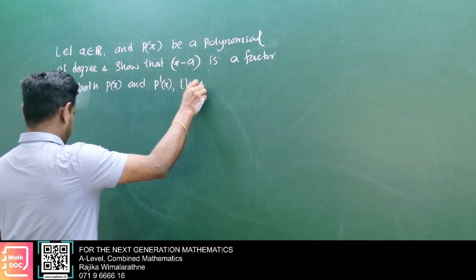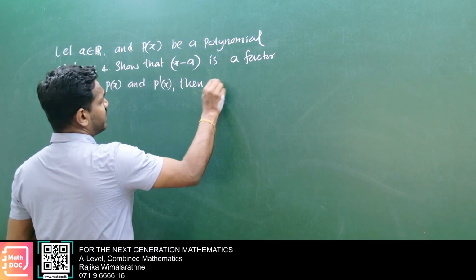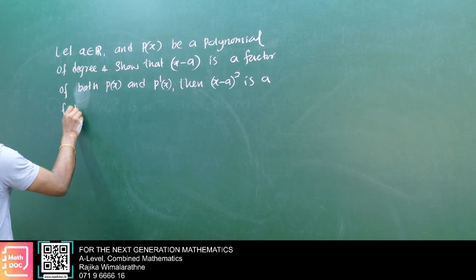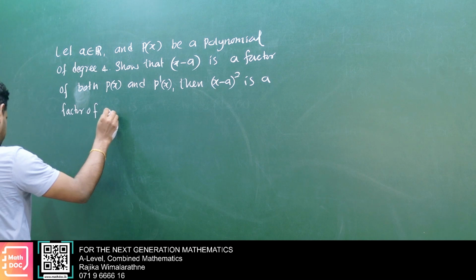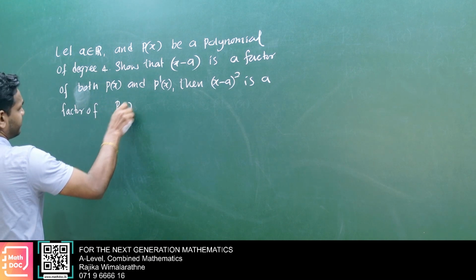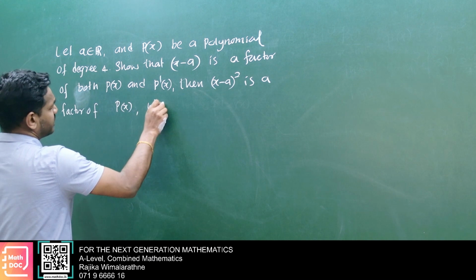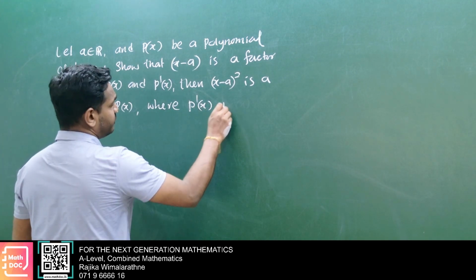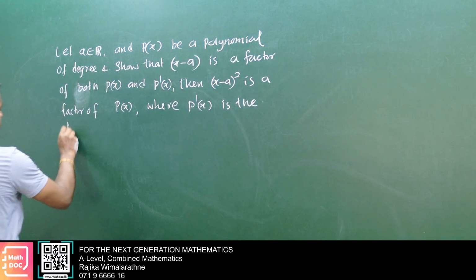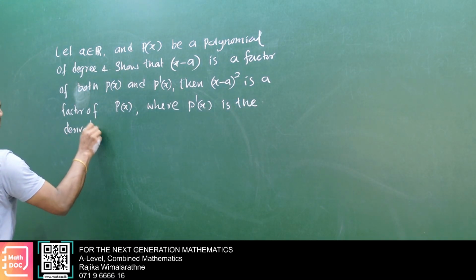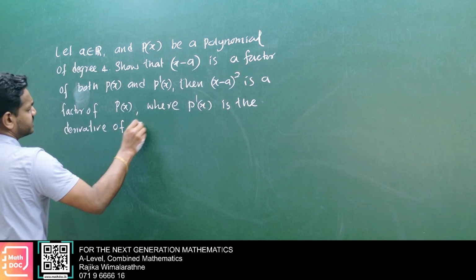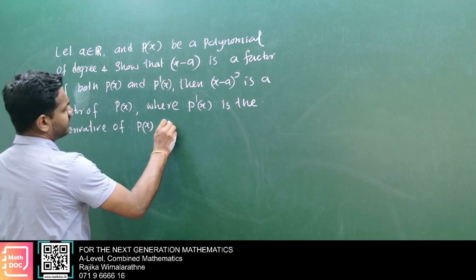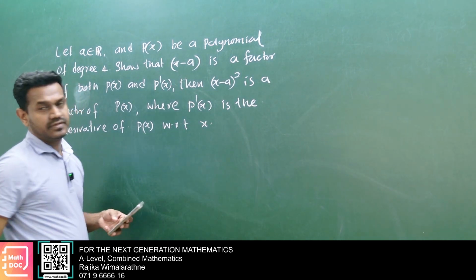then (x minus a) squared is a factor of p(x), where p dash x is the derivative of p(x) with respect to x.